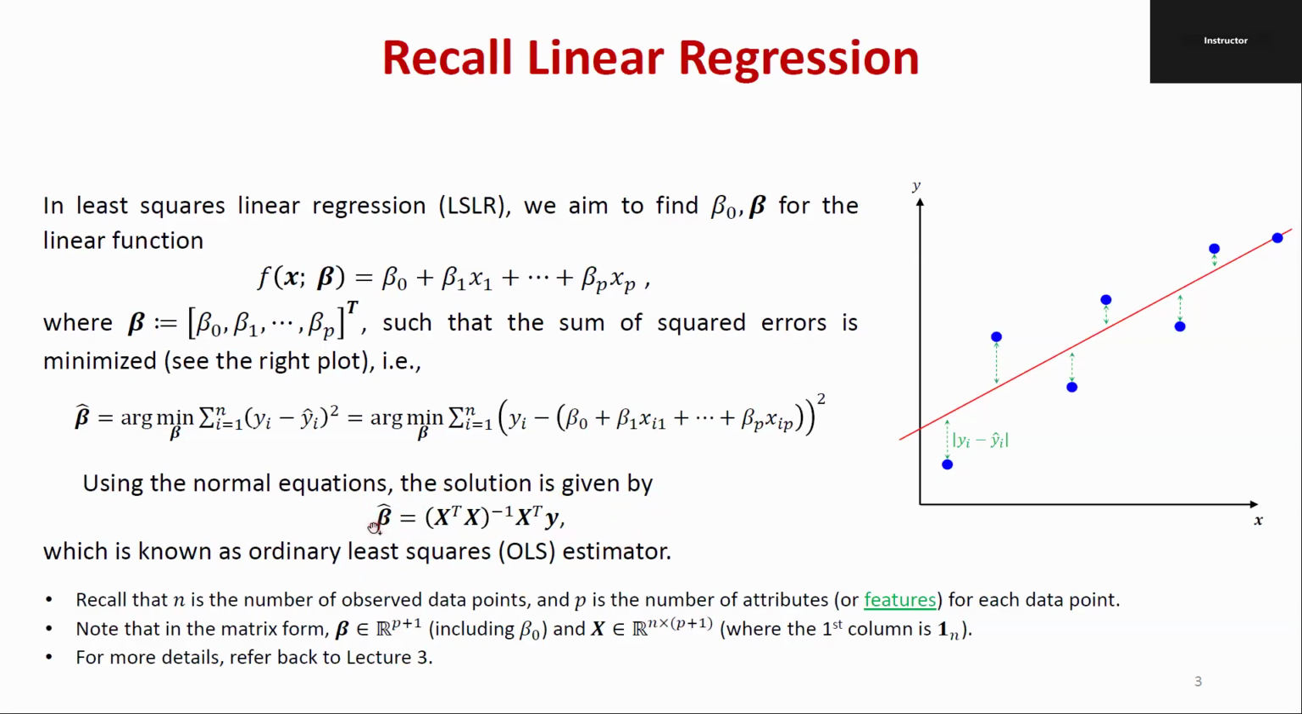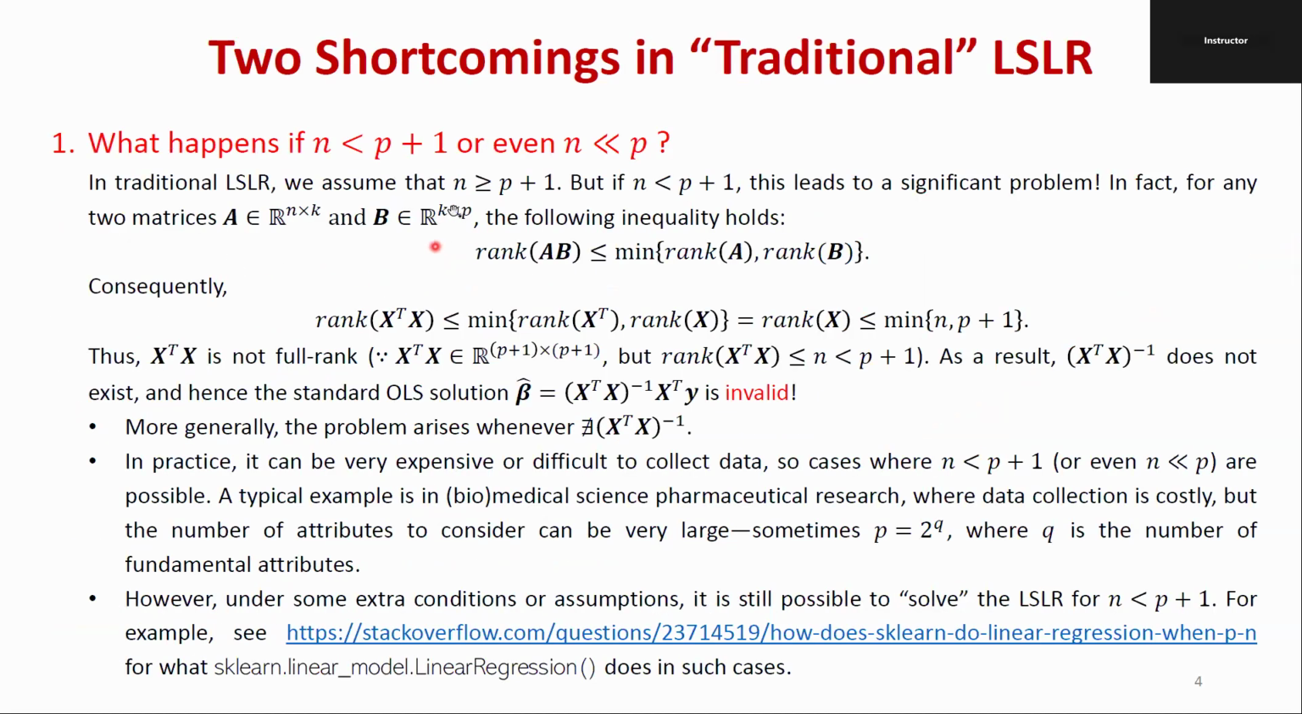However, this normal equation, this OLS, the least square estimator, has an issue: I need to guarantee that X is invertible. In some cases, if it's not invertible, then we'll have a problem. Mainly, there are two issues in traditional LSR. One issue, as we mentioned in the last class, is if n is less than p plus 1, or even n is less than p, then it's guaranteed that this matrix is non-invertible. Hence, this OLS solution is invalid, because the inverse does not exist.